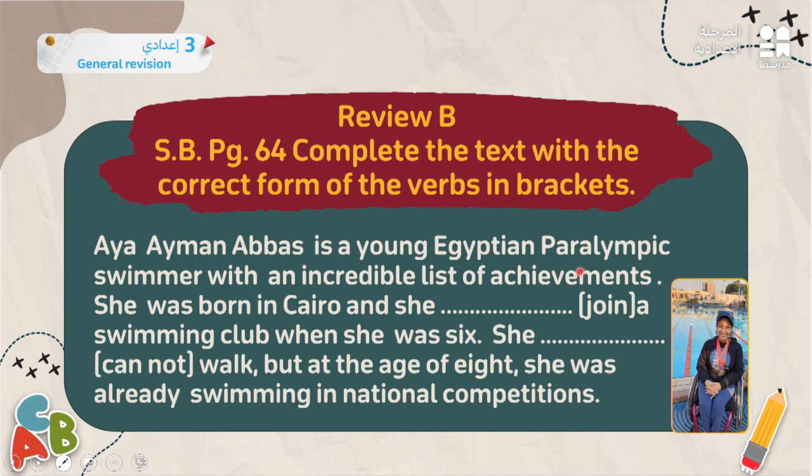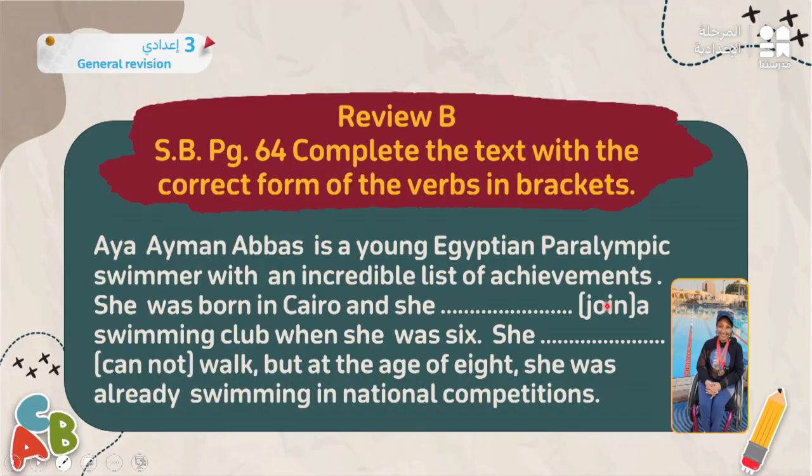عباس هي swimmer وعندها إنجازات كتير. She was born in Cairo and she [joined] a swimming club when she was 6. طيب, first I need to know the tense. يبقى she was born in Cairo. This is in the past. يعني اتولدت في القاهرة. So this is in the past.